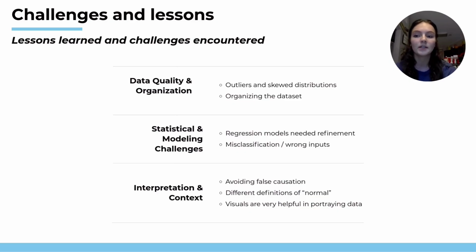And for interpretation and context, we also learned how important it was to avoid false causation, how different definitions of normal may cause varied results amongst institutions, and then also that visuals are very beneficial in portraying data in an easy to read manner.